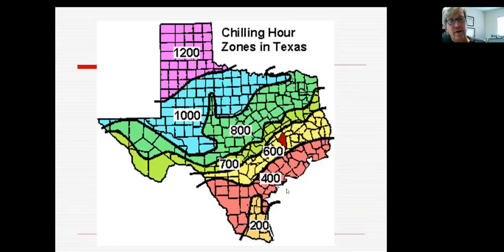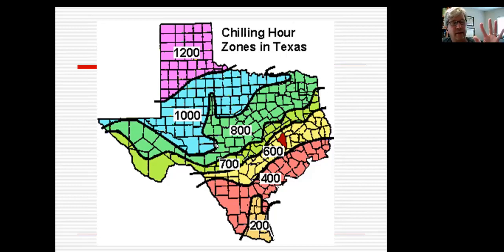Another thing we talk about are chilling hours, and this is particularly with temperate plants, temperate fruit, and temperate flowering plants. They need a certain amount of cold weather. This is a survival mechanism. So we talk about some fruit trees in particular, like peaches and things like that. They need so much cold weather in order to flower consistently. And that's when we come into this chilling hour zone.